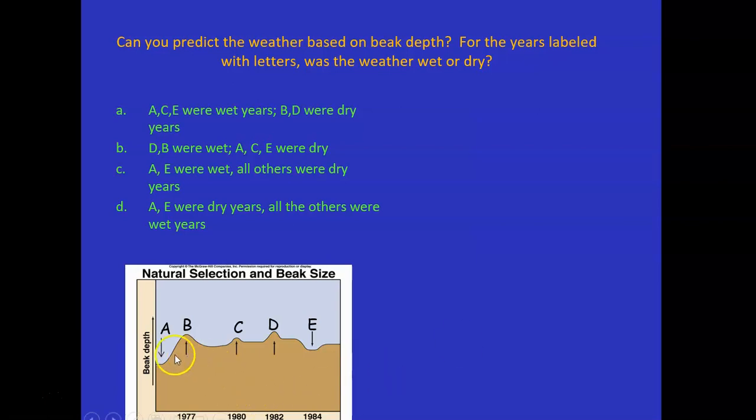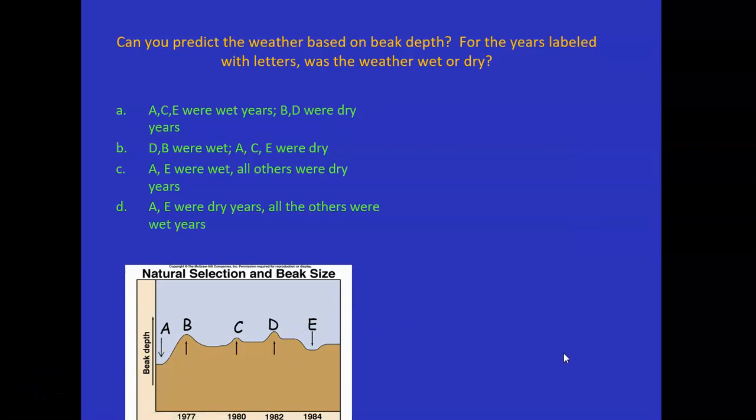There were years like years A and E when beak depth was really thin, really skinny relative to the previous years and the subsequent years. And then there was B, C, and D. During those time periods, there was a spike in the beak depth. Okay, so pause this video and answer this question. What do you think could be inferred about the weather on the Galapagos Islands based on the graph that's down at the bottom? Go ahead and pause and figure out what your answer is, and then we'll come back and talk about that.